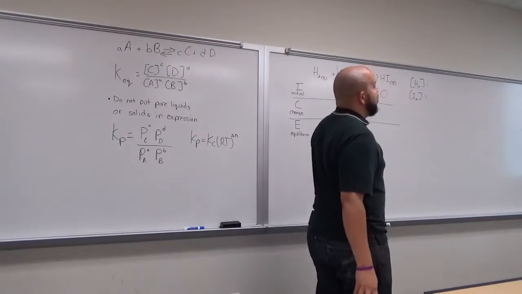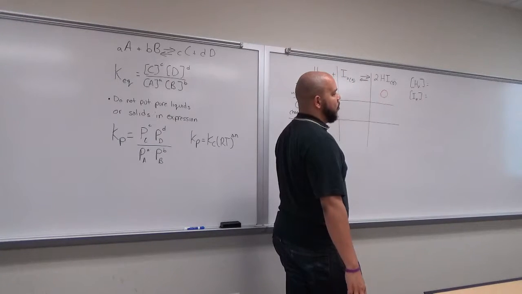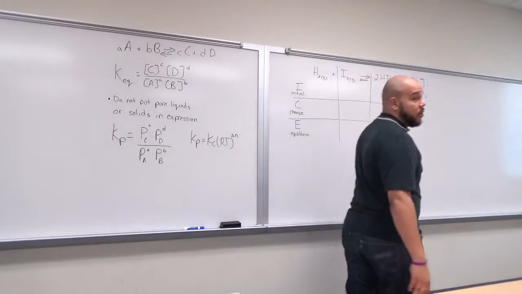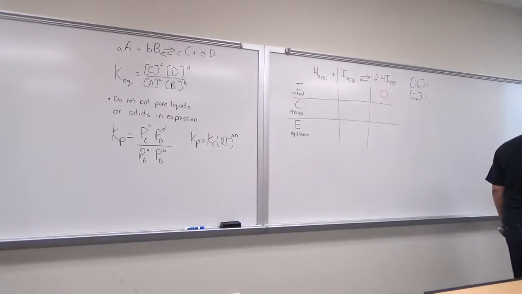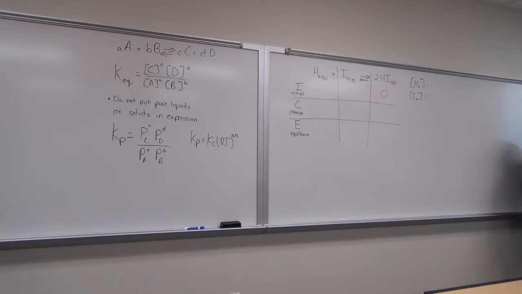So we have now a 1 liter flask filled with 1 mole of hydrogen and 2 moles of iodine at 448, very similar temperature as before. We got a Kc of 50.5, which is roughly about what we calculated, right? 51. And we want to know what are the equilibrium concentrations of H2, I2, and HI.